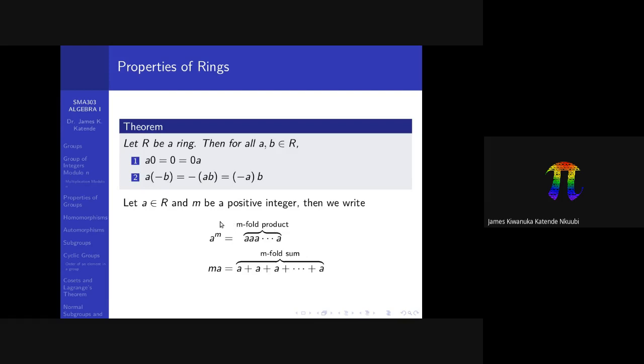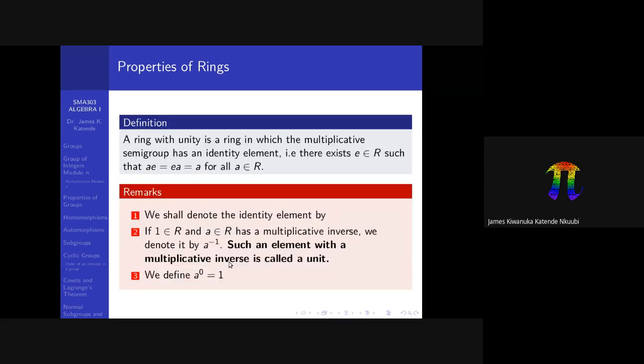The other definition is just notation. When we have A multiplied by itself m times, we shall just denote that by a raised to m. And if you add a to itself m times, we shall write that as a multiple of a. So ma simply means a added to itself m times.